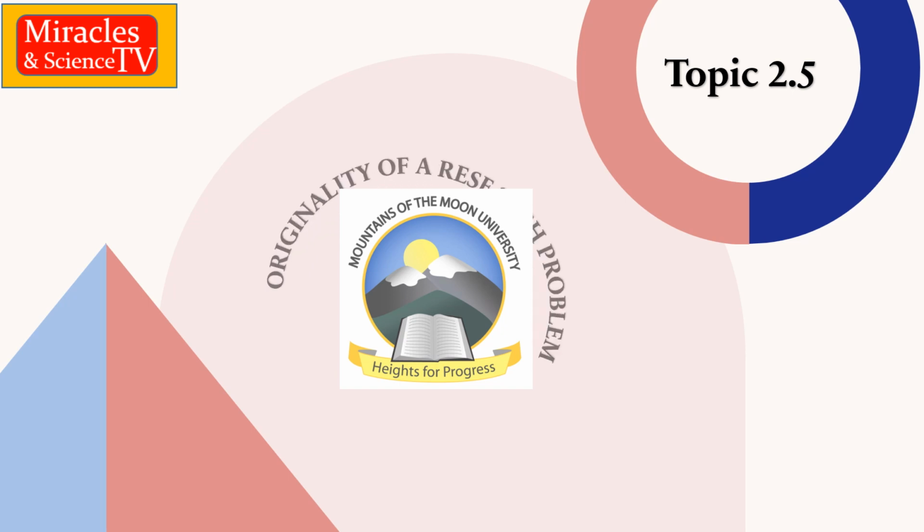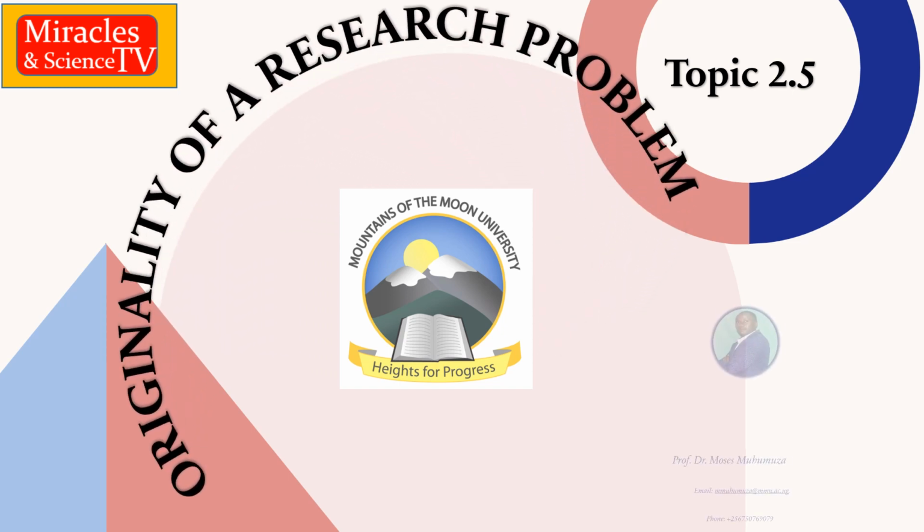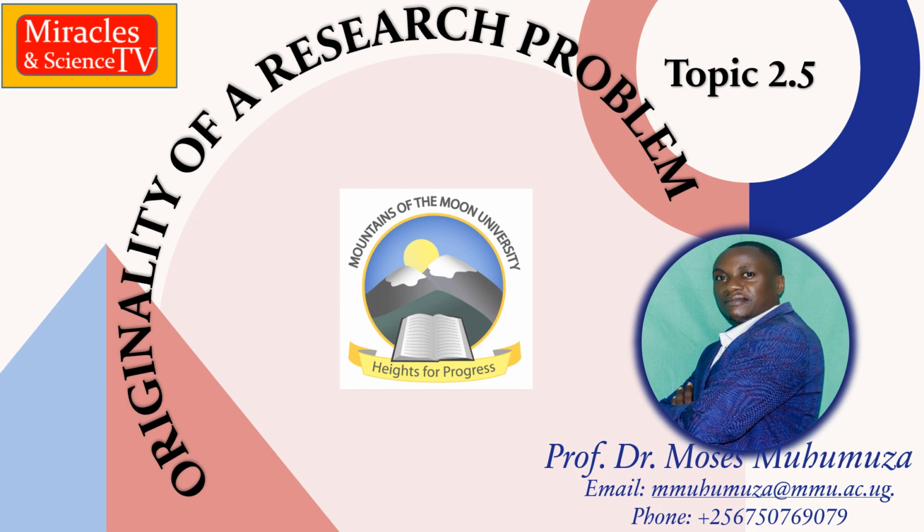So welcome to this topic 2.5, and in this topic we'll be focusing on the originality of a research problem, presented by myself, Professor Muhumuza. Specifically, coming from where we started, looking at the research problem, looking at the different processes of how we can formulate a convincing scholarly research problem. So this topic 2.5 introduces us to the concept of originality in research.